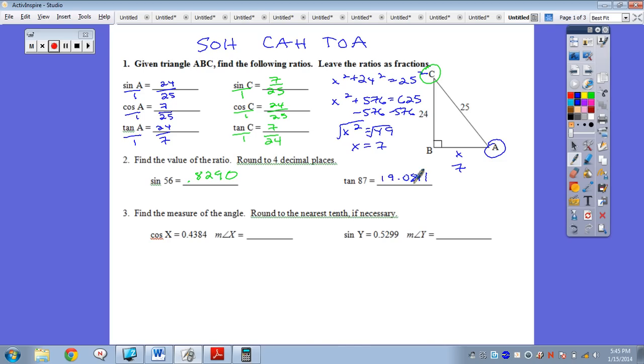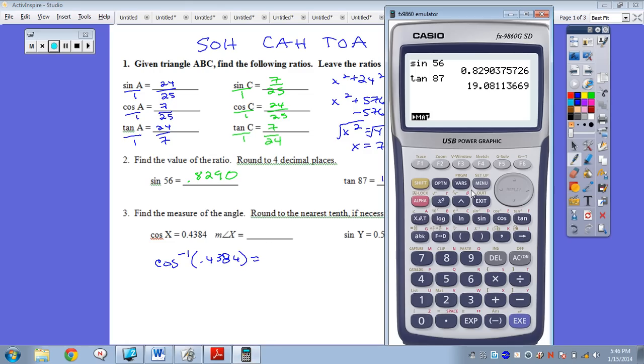Alright, 3 is a little different because you have the cosine of x is equal to this decimal. Now remember, x is an angle. So if you're looking for the angle that's attached to the trig function, you have to do the inverse trig function to get the angle. That means you have to take cosine to the -1. This is your inverse function of 0.4384, and that will tell you what x is equal to.